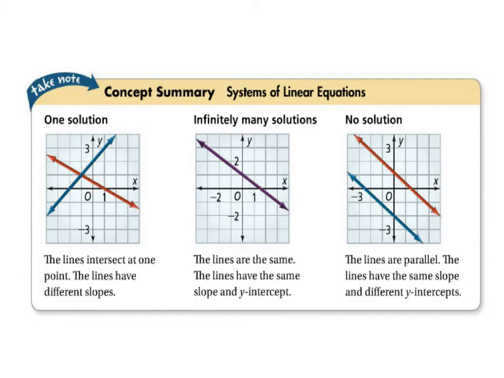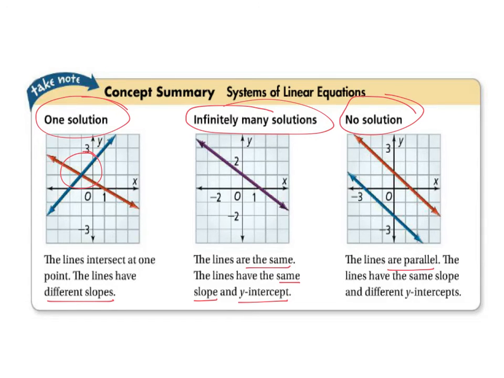Alright, this is a concept summary, and this basically just tells you how to read the graph and tell how many solutions there are to a system of equations based on the graph. You will have one solution if your lines intersect at one point, and these lines always have different slopes. You will have infinitely many solutions if when you graph them, the lines are the same. They're going to have the same slope and the same y-intercept when you put them in slope-intercept form. And you will have no solution if your lines are parallel. If they're parallel, that means they have the same slope but a different y-intercept. So you should pause the video and write this information down.